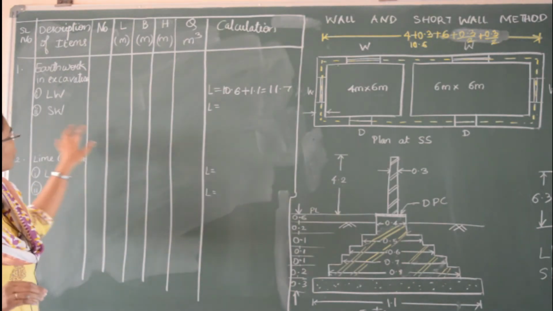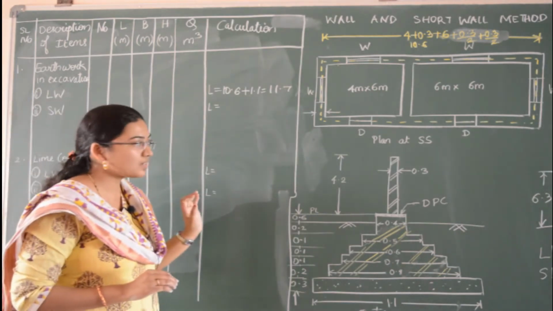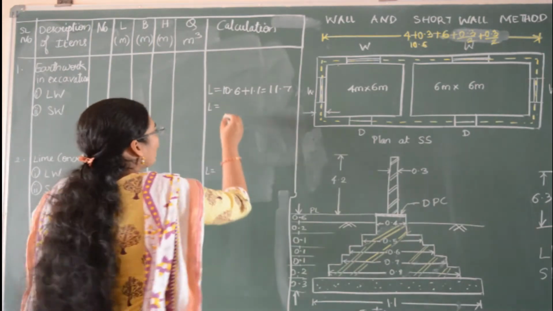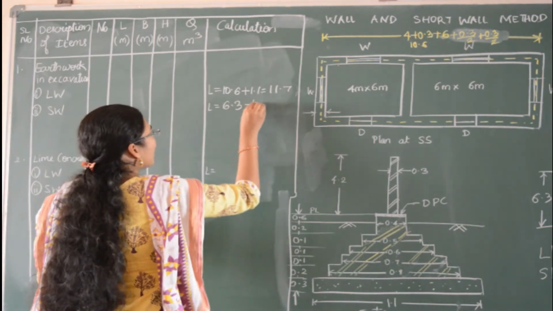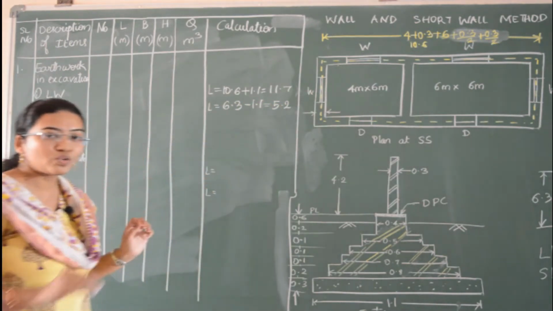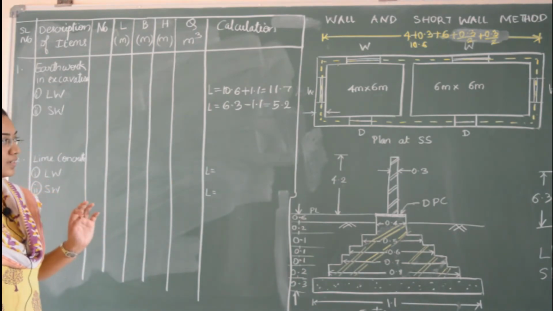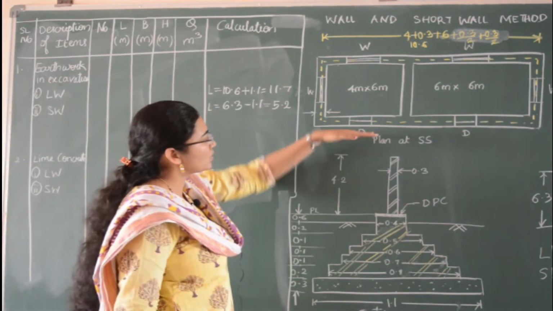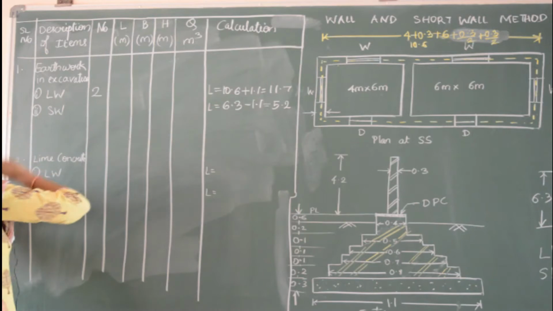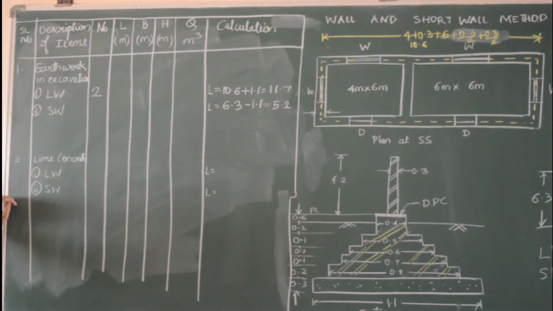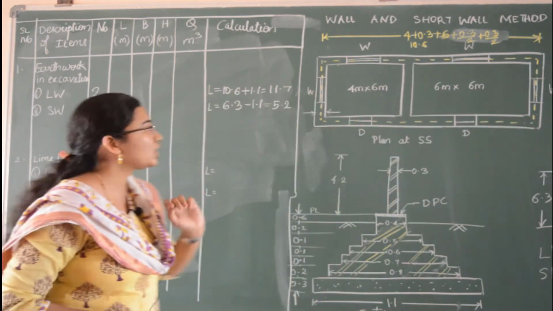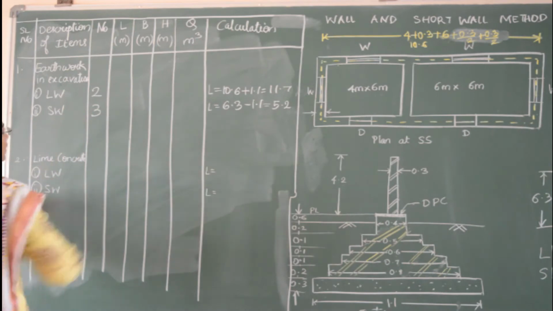Next, for the short wall, we have to calculate the distance. For the short wall, the center to center distance is 6.3, minus 1.1, that will be 5.2. So 5.2 will be the short wall distance. As per the plan, how many long walls are there? 1 and 2, there are 2 long walls, so in the numbers column I will write 2. Then how many short walls are there? 3, that is 1, 2 and 3. So I will write 3.